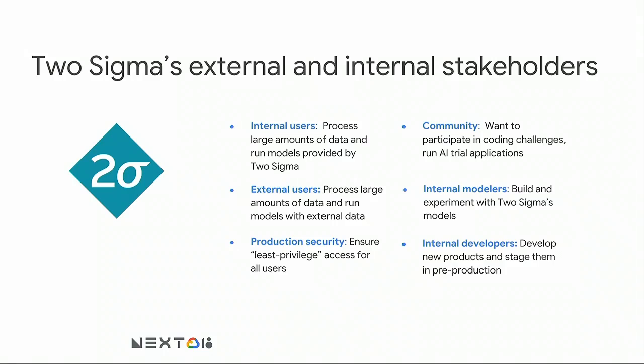We actually have quite a large number of them. We have our internal users, which are the people inside Two Sigma that process a lot of data and run models on them, and this is internal data. And on the converse side of that, we have our external users, which also process a large amount of data, but in this case, it's external data to Two Sigma. And under them, we have these modelers that take that data and create models and implement them.